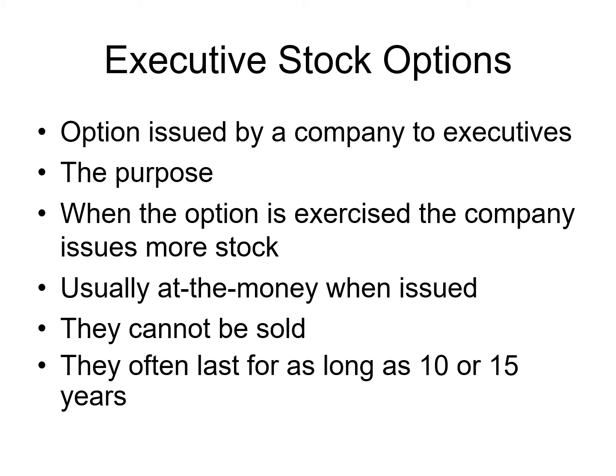Executive stock options are options issued by a company to its own executives. The purpose is to motivate management to do well for the company. When the option is exercised, the company issues more stocks. This means the new issuance dilutes the original stock ownership. They are usually issued at the money. They cannot be sold. They often last as long as 10 or 15 years, so they last very, very long.